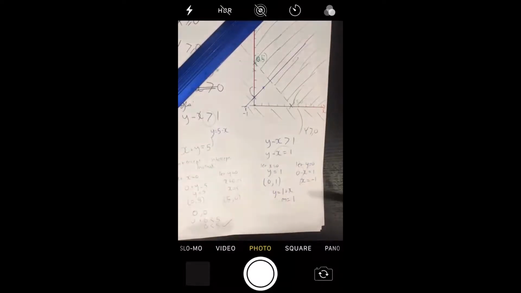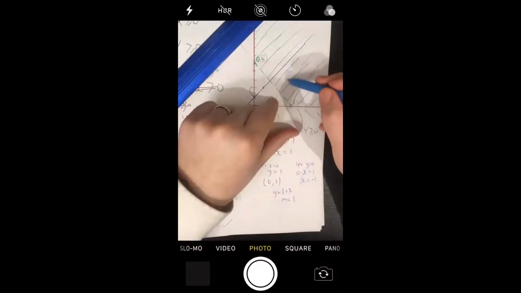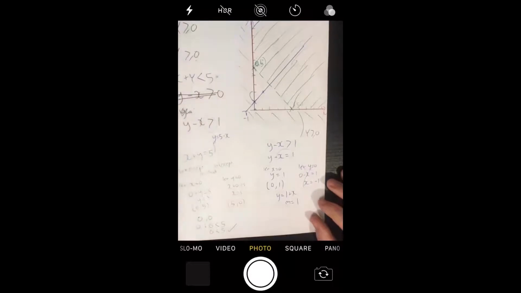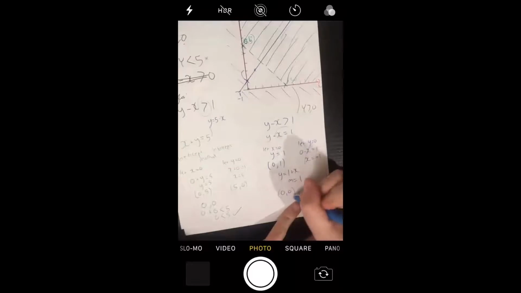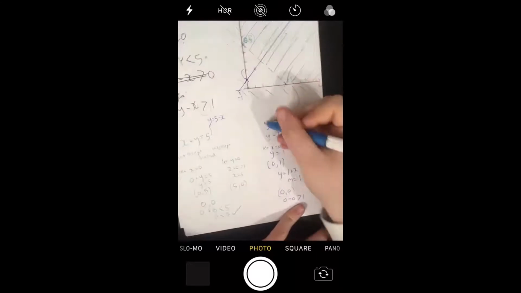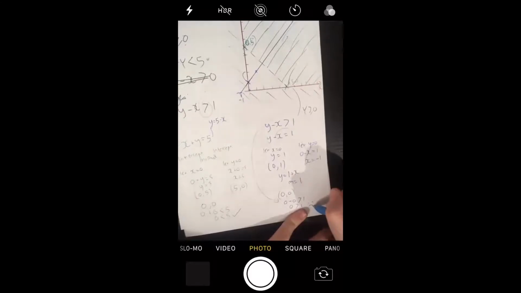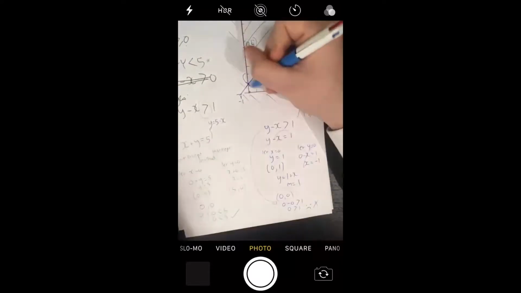The last step is to check which side is the good side and which side is the bad side. The easiest way to do that is to choose a value. We're going to choose 0, 0 again. You can choose any value. Hopefully you guys understand that. We've got 0 minus 0 greater than 1? Well, is 0 greater than 1? No, 0 is not greater than 1. So therefore, this part down here is not in the region. So we're going to cross this out.